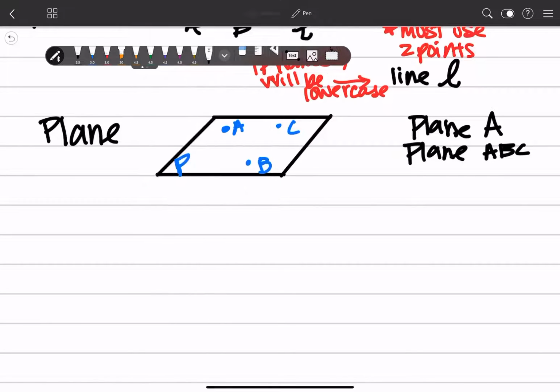Or if you know their name, you can just say, well, hey, that's plane P. I know their name. Or, hey, that's my friend Jessica. You know the name. P.S. I did just describe my friend Jessica.